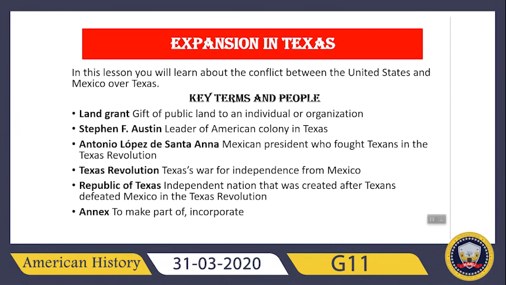So what was the Texas Revolution? It was Texas's war for independence from Mexico. Then we have the Republic of Texas. The Republic of Texas is an independent nation that was created after Texans defeated Mexico in the Texas Revolution. So it became an independent nation. And then there's the word annex, which means to make part of or incorporate.